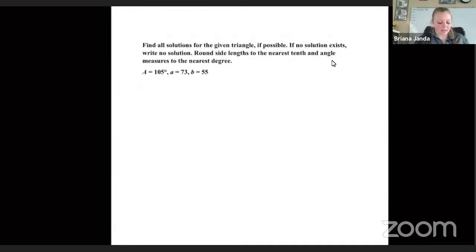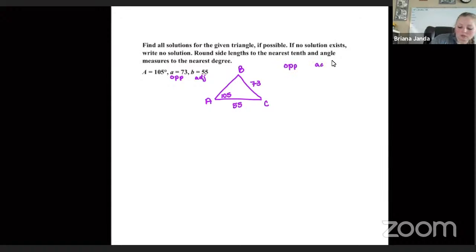Next one, again, same exact directions here. Find all solutions. So let's, again, give ourselves a picture of what's going on here so we can make sure that we are looking at a side-side angle. And again, that tells me that the 73 is going to be my opposite, the 55 is my adjacent, and our flow chart tells us to compare the opposite to the adjacent.